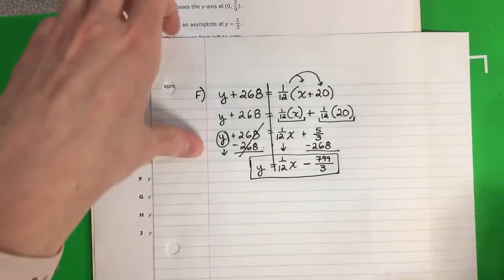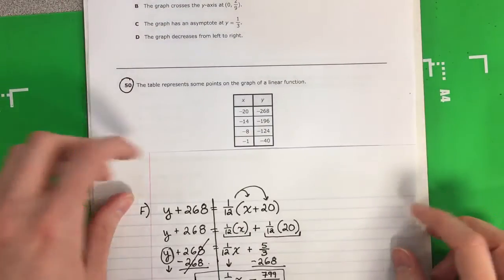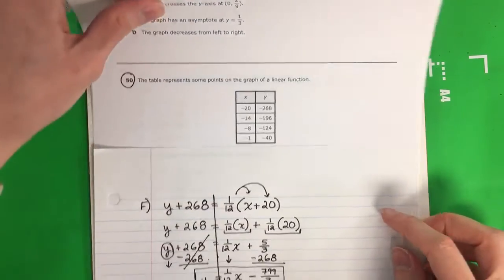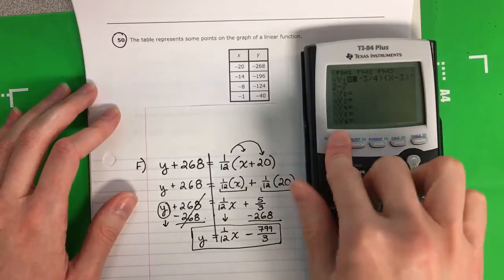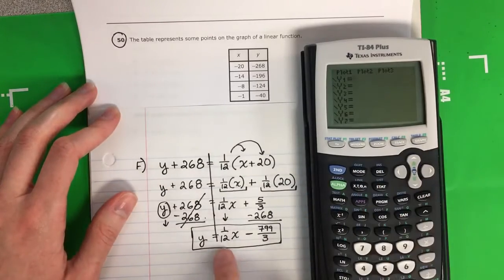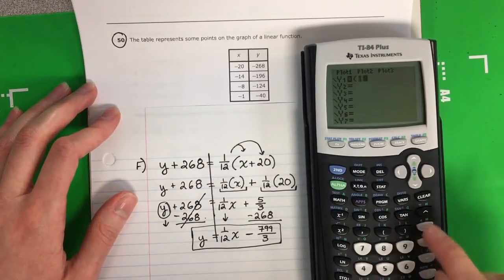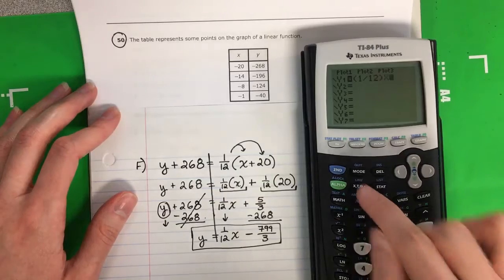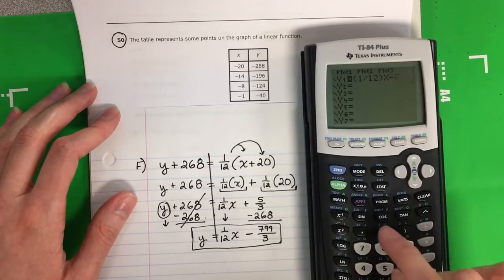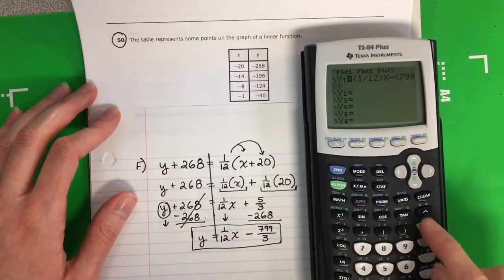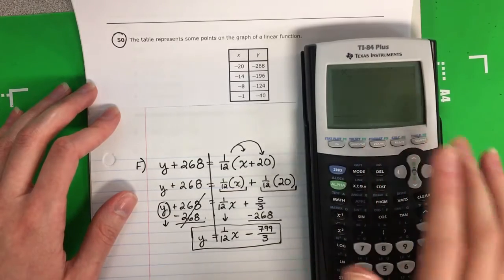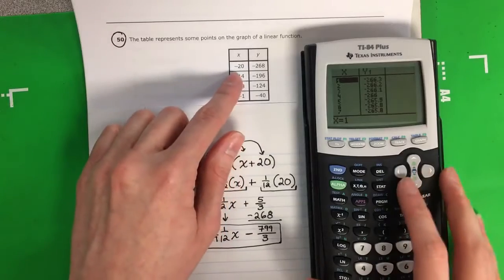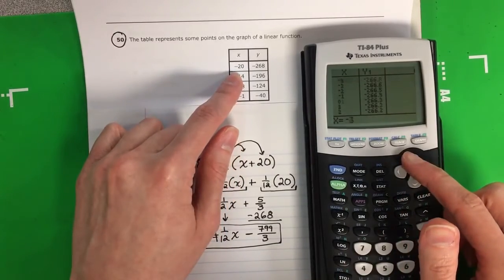Let's put that in the calculator and see if I get the same table. Go ahead and give that a try. So y equals, clear, put parenthesis 1 divided by 12, parenthesis x, minus parenthesis 799 divided by 3, parenthesis, go to the table, second graph. Okay, let's go to negative 20. So I'm going to be going up.